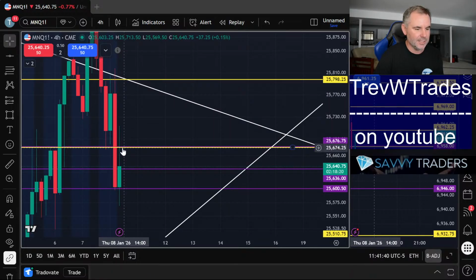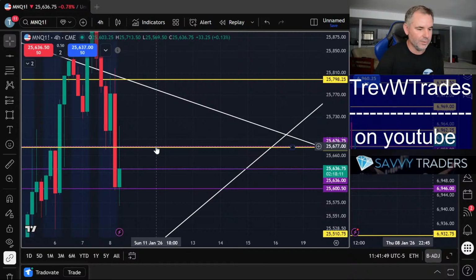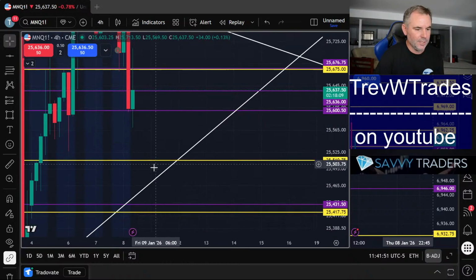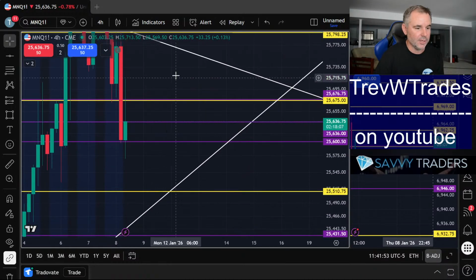So this is our support, right? This is our support line. We came down, bounced off the support, found our support, and then we broke through it, and now it's resistance. So this is our resistance, this is our support on the larger time frame.